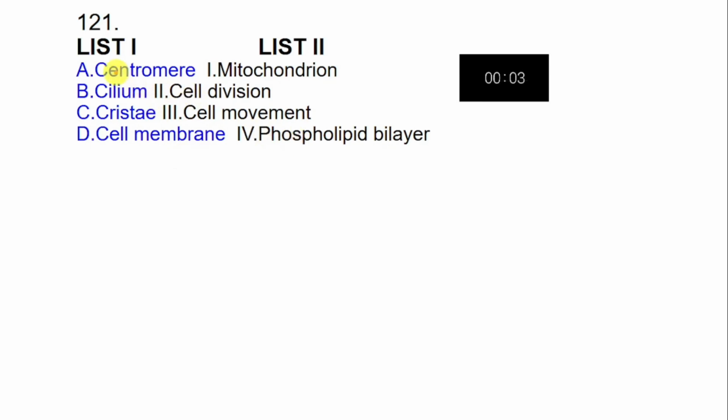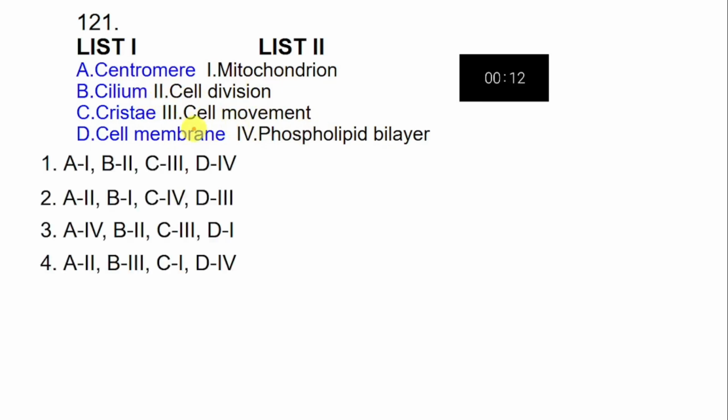Match question. Centromere helps in cell division. Cilium helps in cell movement. A2 and B3. So it is only in option number 4. We have the answer. Then remaining ones are cristae in mitochondria. The inner membrane forms the structure. Infoldings are called cristae, and cell membrane is made up of phospholipid bilayer.